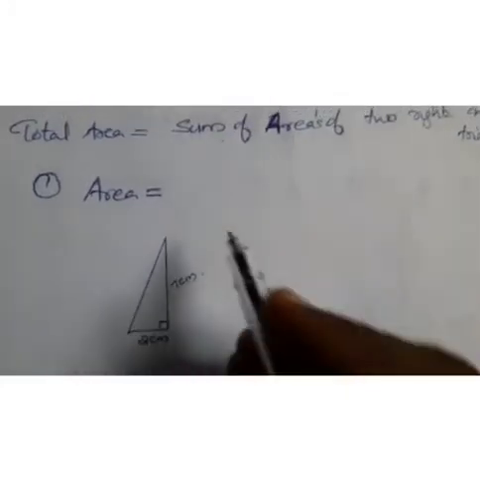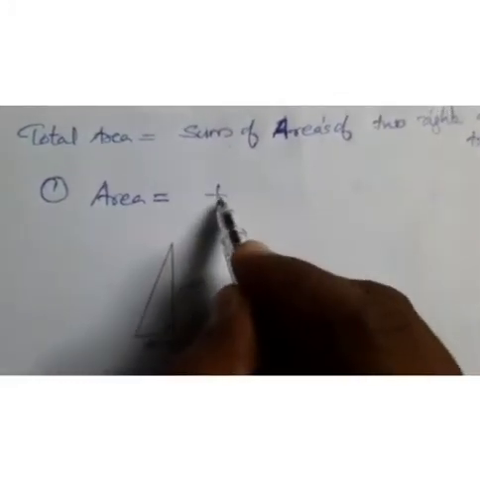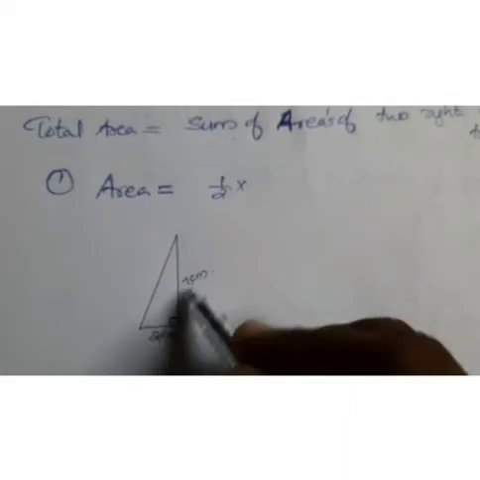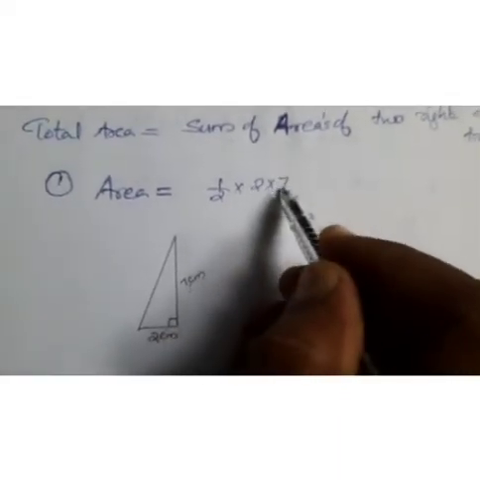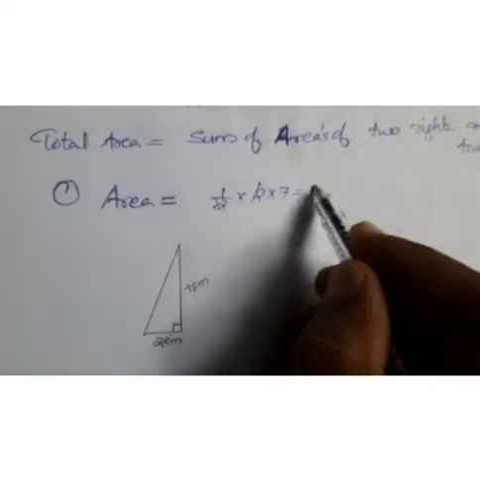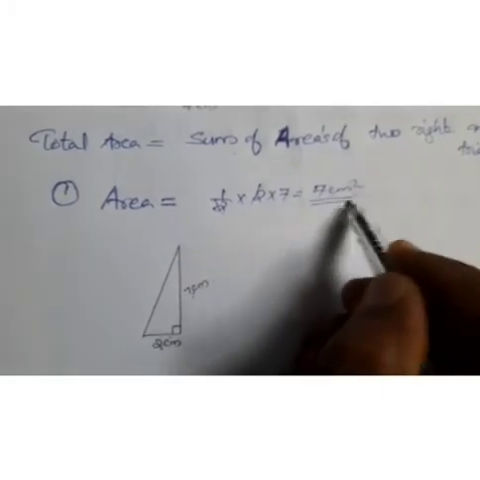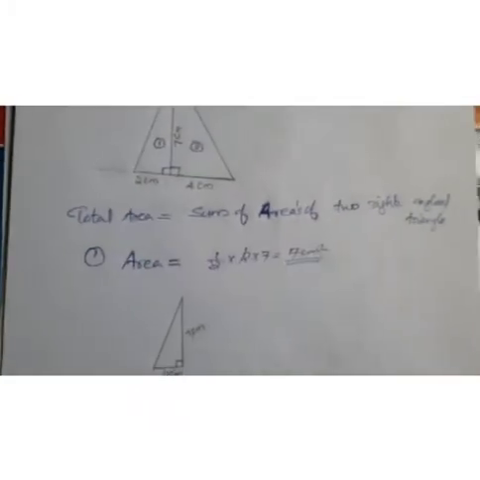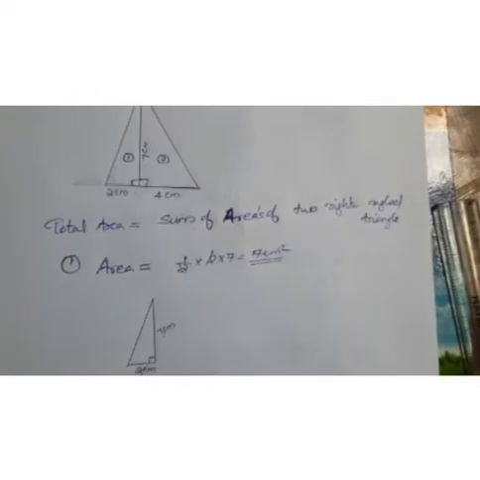So 2 and 7. So what is the area? Area is equal to half into product of two perpendicular sides. 2 into 7. So we will get the answer as 7 centimeter square as the first triangle. Next you have to find out the second triangle.